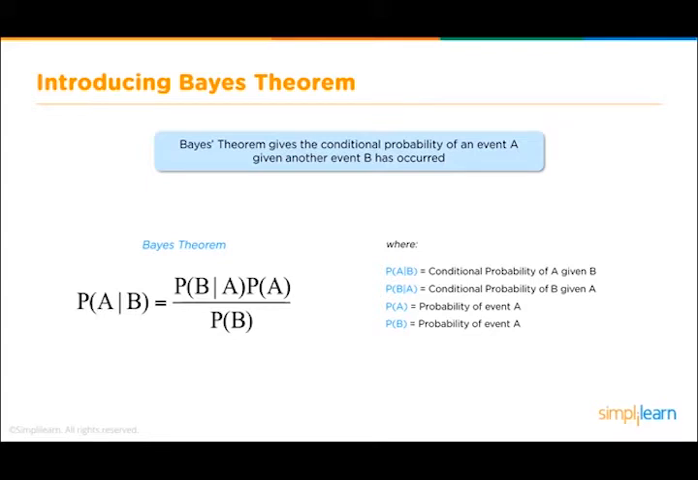This simple formula can be moved around just like any algebra formula. And we could do the probability of A given B times probability of B equals the probability of B given A times probability of A. You can easily move that around and multiply it and divide it out.